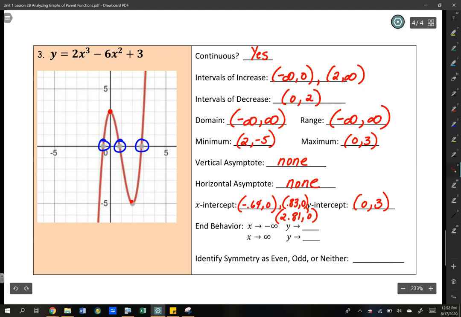As x approaches negative infinity, we're pointing down, so that's negative infinity. As x approaches positive infinity, goes to the right, we're pointing up, so that's positive infinity. And this graph has no symmetry, so we're going to write neither.